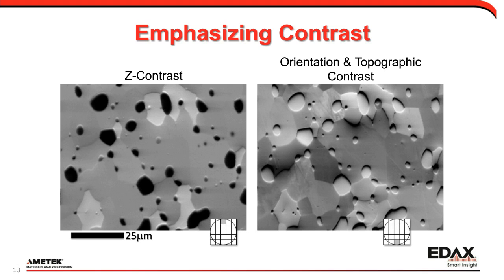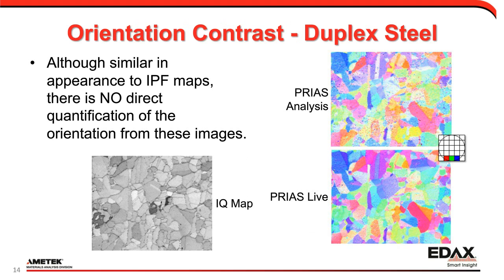The orientation contrast PRIAS maps usually have a contrast that is consistent with the EBSD results. They can show boundaries and grain intensities that mimic the EBSD IQ maps. In the RGB color mode, they can show grain images that seem identical with EBSD IPF maps. However, the color in these maps are not quantifiable and do not correlate directly to an orientation.